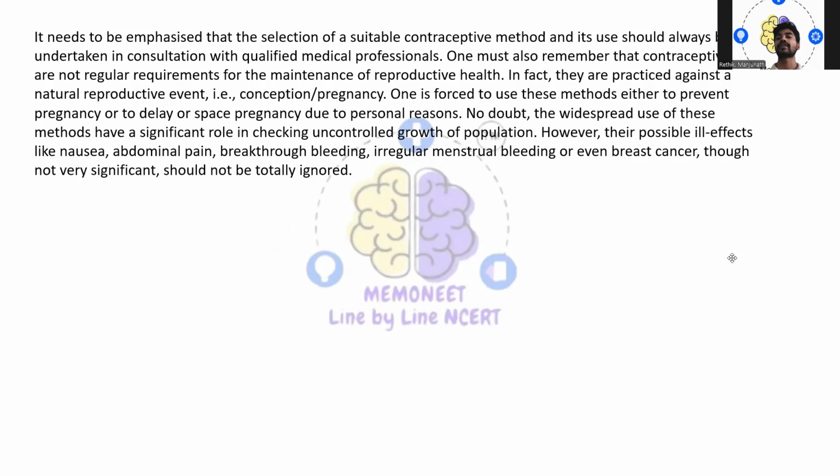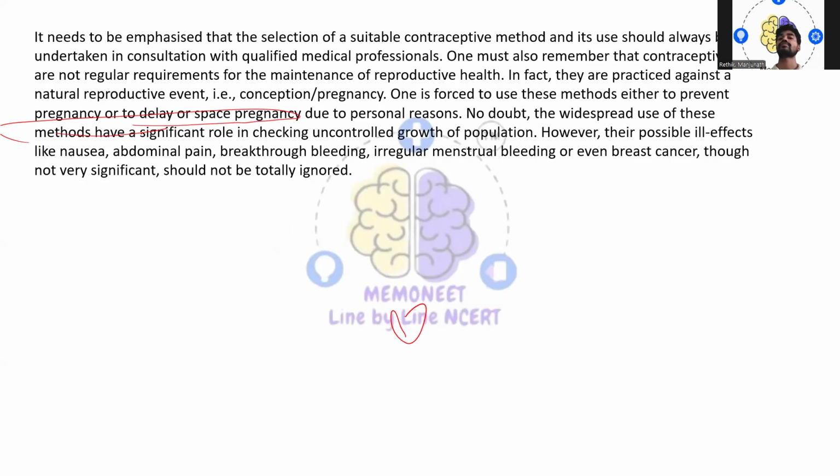So, in fact, practicing against a natural reproductive event, what happens? It could also lead to many disadvantages. One is forced to use this method either to prevent pregnancy or to delay or space pregnancy due to some personal reason. And no doubt this is actually one of the best methods, with its own significant role in checking the uncontrolled growth of population.